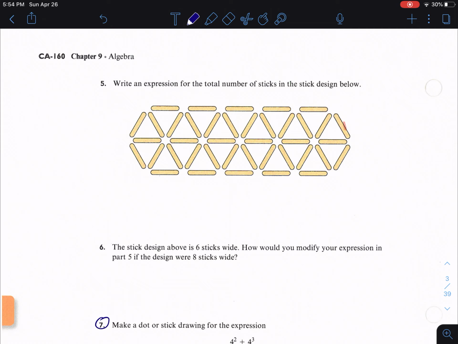So we have a really challenging diagram here. And we're told that we need to write an expression for the total number of sticks. So I see this one pattern, right? I see this, and maybe even with these ones. So I see this pattern. You see that? And then there's another one of those. There's another one of those. How many of them are there? There seem to be 6. Right? So there's 6 of those.